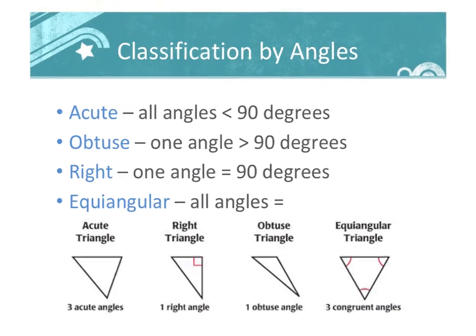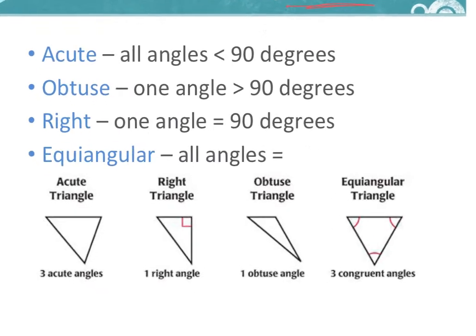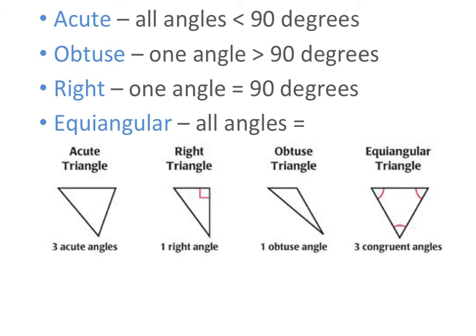All right, classification by angles. So we've got acute, which means that all angles are less than 90 degrees. Obtuse, where one angle is greater than 90 degrees. A right triangle, where one angle is 90 degrees. And then equiangular, where all angles are equal. So an acute triangle has three acute angles. So all three of the angles are less than 90 degrees.